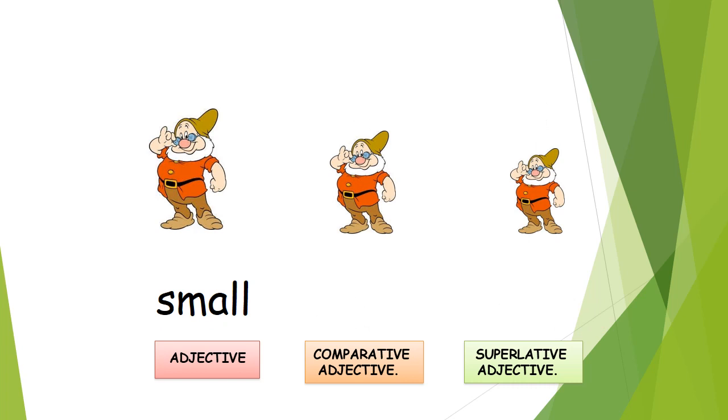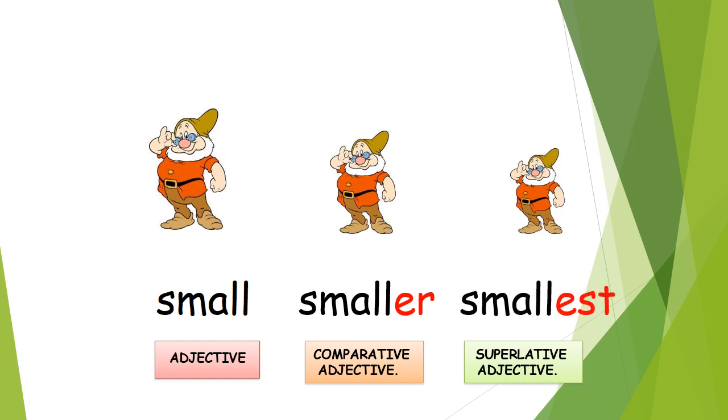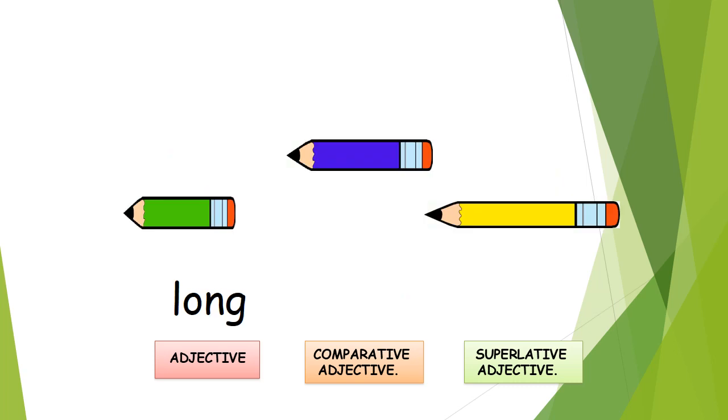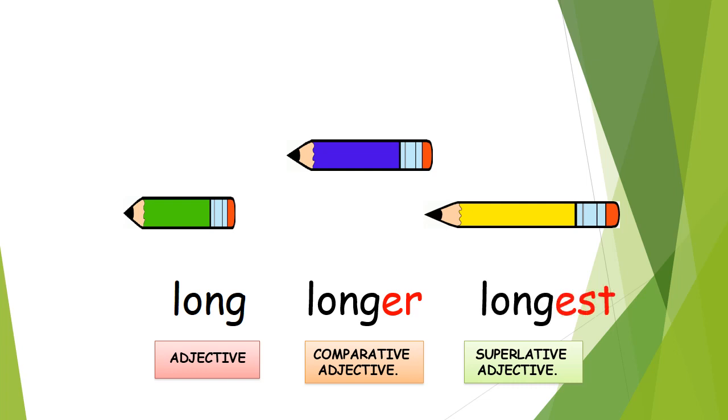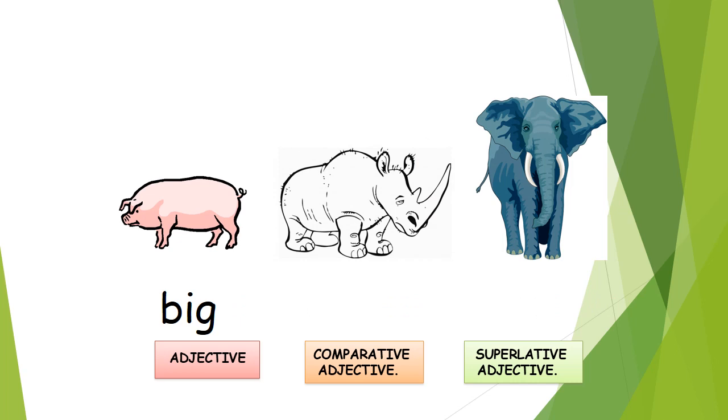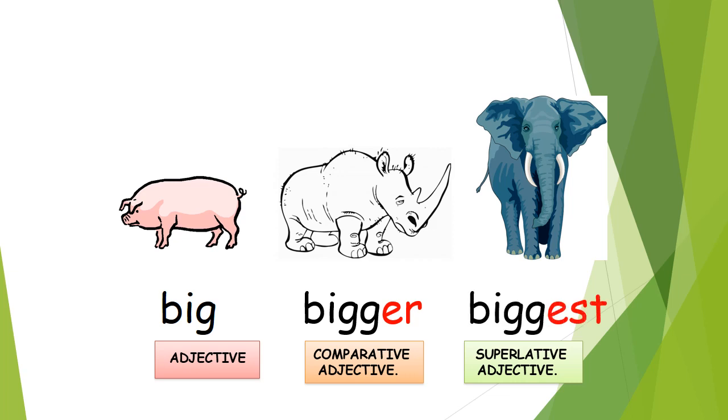Now check this one. Adjective small. At comparative, it will be smaller, and superlative, it will be smallest. Long, comparative will be longer, and superlative, it will be longest. Big, bigger, biggest. Comparative adjective bigger, superlative adjective biggest.